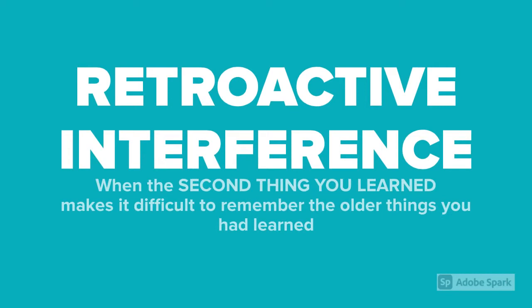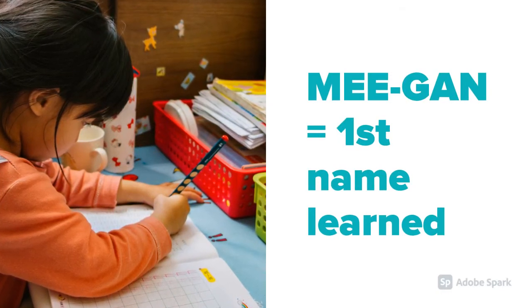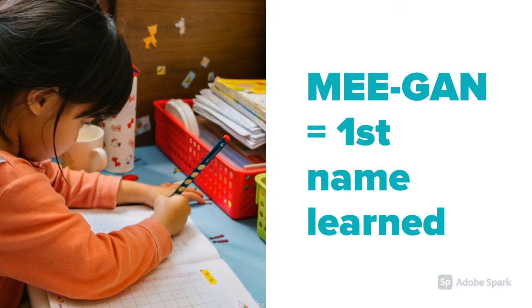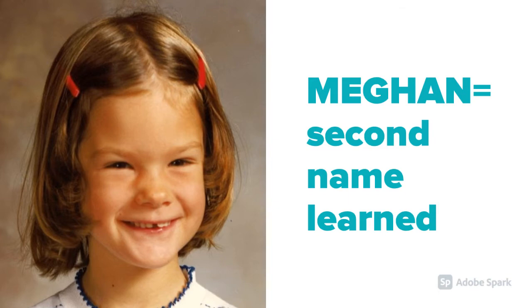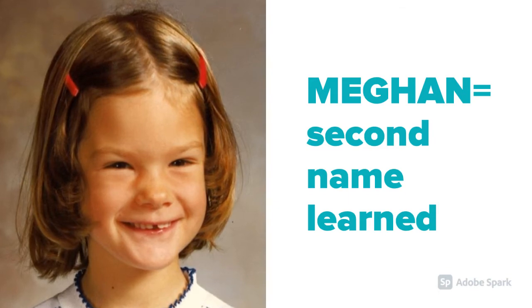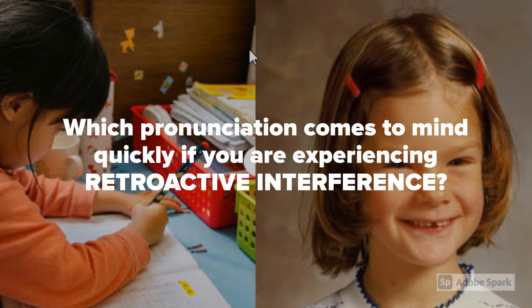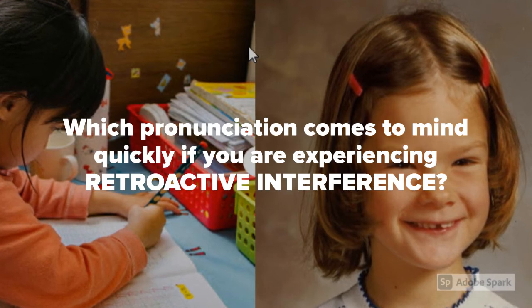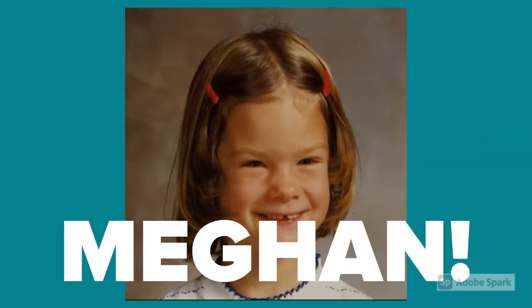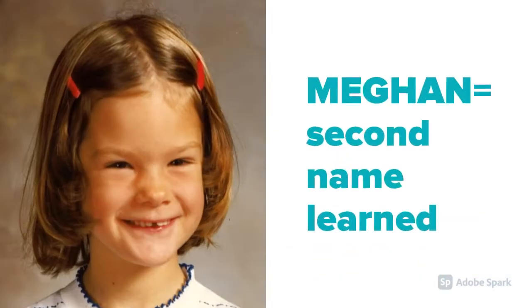Now let's do some retroactive interference examples. Last year, the kindergarten teacher had a student who pronounced her first name Megan. This year, she has a new student in class, and she pronounces her name Megan. If you're experiencing retroactive interference, which pronunciation is going to come to mind more quickly? Megan, the second pronunciation is going to come to mind more quickly.